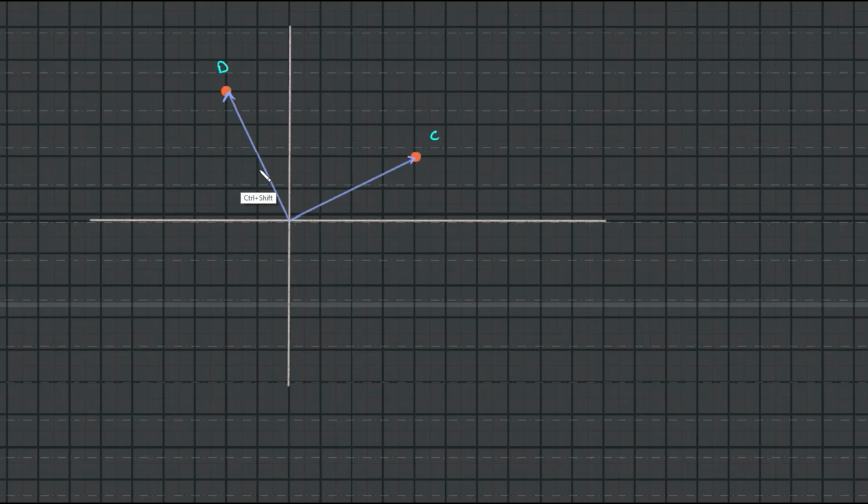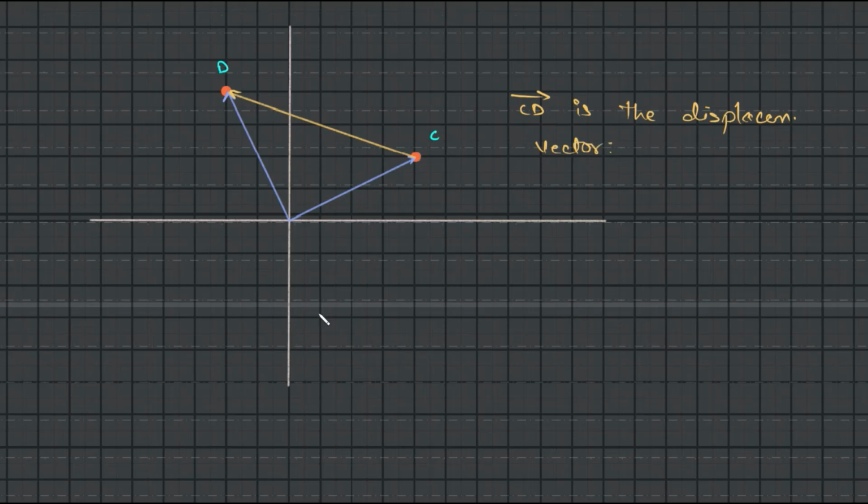Now the displacement vector is a line connecting C to D, a straight line connecting that, right? CD is your displacement vector.